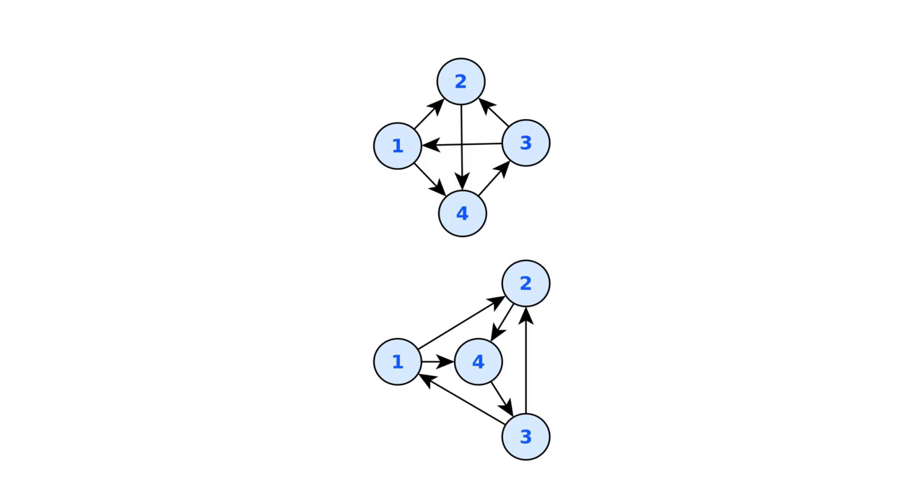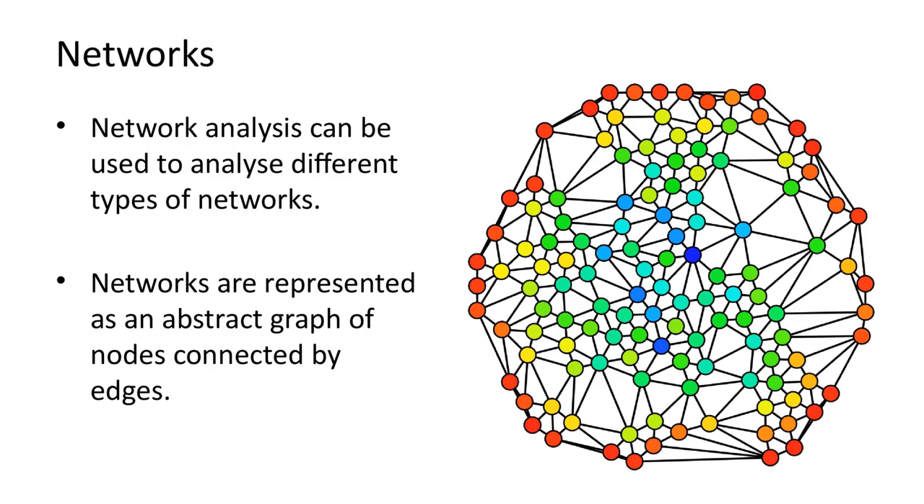In this video, we will look at the concept of analyzing urban networks. Network analysis methods can be used to analyze many different types of networks. The concept of a network is abstract. It consists of a graph of nodes connected by edges. The nodes and edges can represent different types of things.